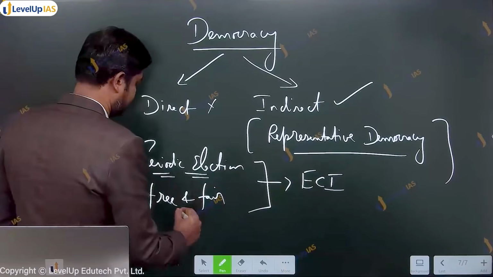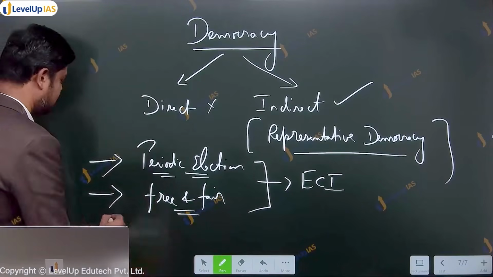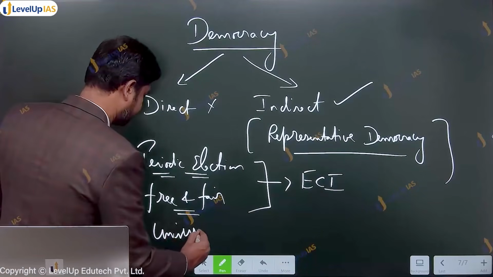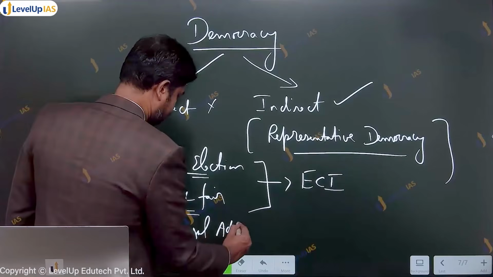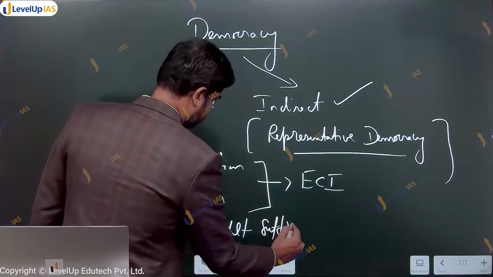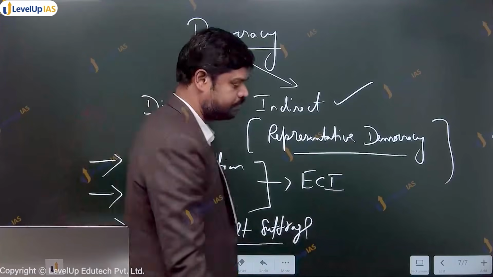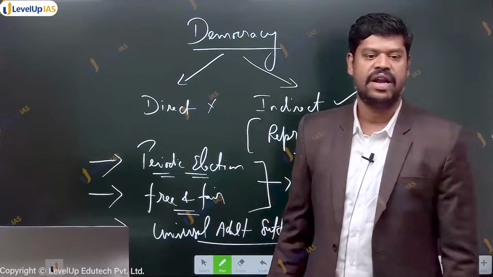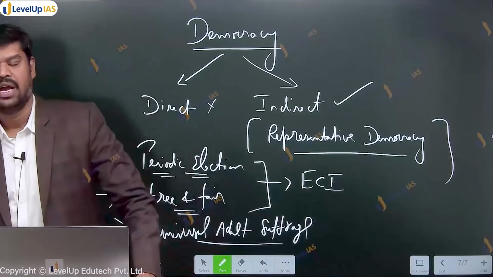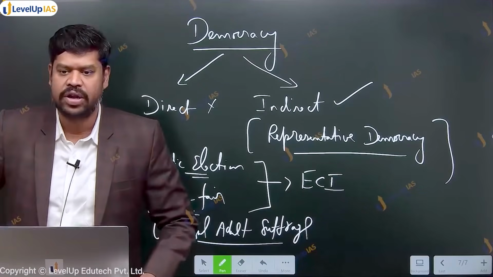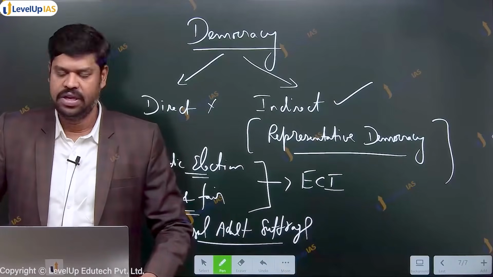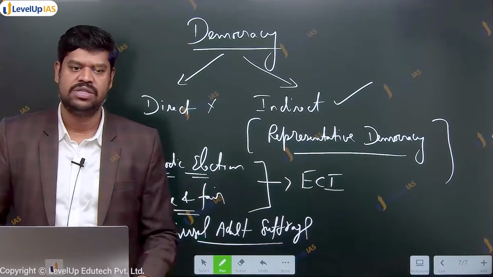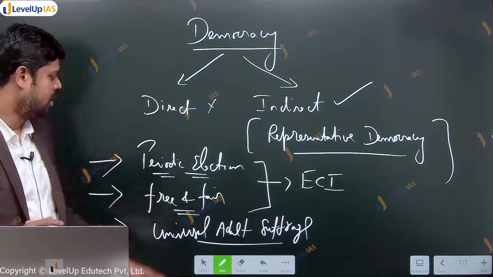Okay, so periodic election is there, free and fair election is there. And the other important feature of democracy is also universal adult suffrage. What do you understand by universal adult suffrage? That every adult individual is given the right to vote. And what is the age requirement for anyone to get voting rights in our country? He or she should have attained 18 years of age. That is, irrespective of caste, religion, or any other discrimination, he or she shall have the right to vote.